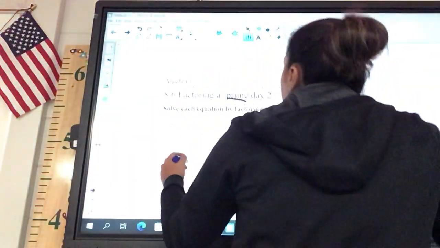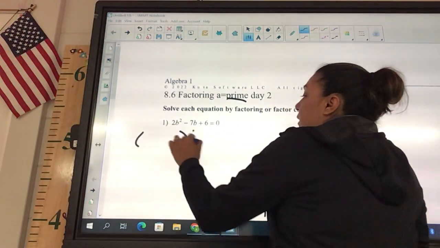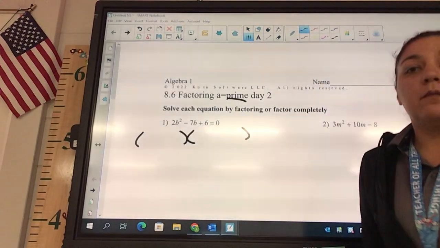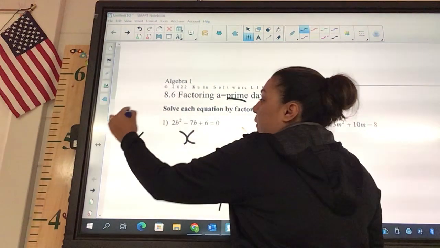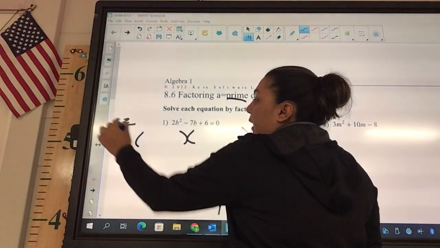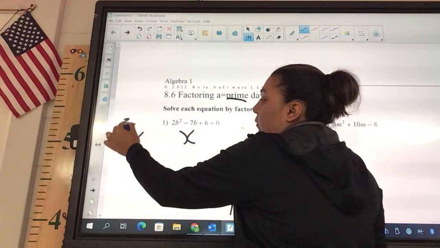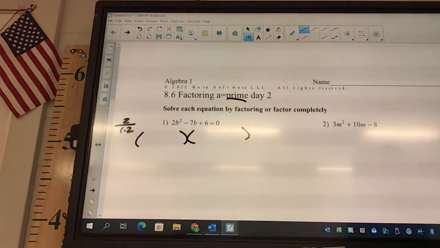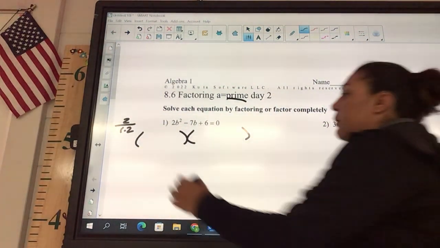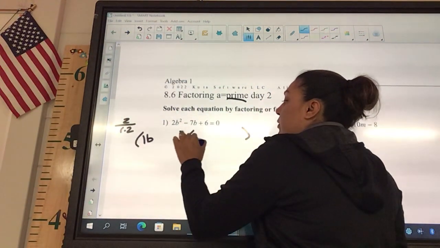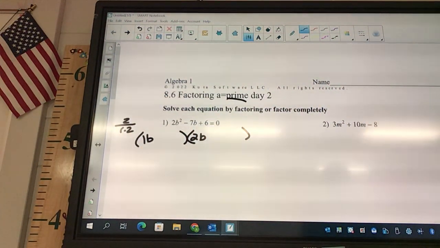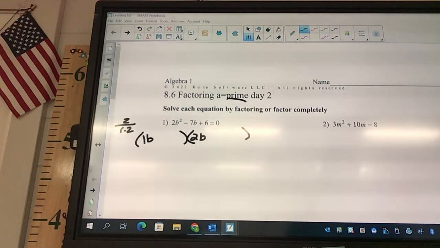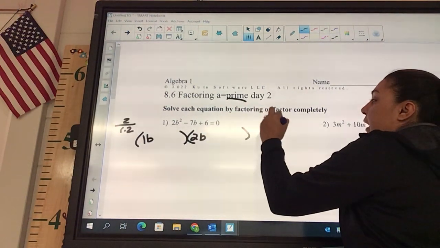Most of the steps are the same though. So you're going to draw your two parentheses. Okay, and we take our first number, our A, and we can say 2. Well, there's only one factor of 2, and it's 1 and 2. Okay, so we can say 1B and 2B. Okay, and then we take our factors of our C, or our last number, 6.